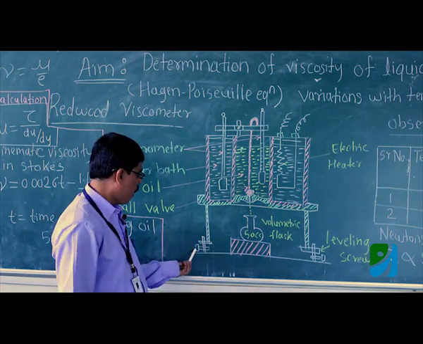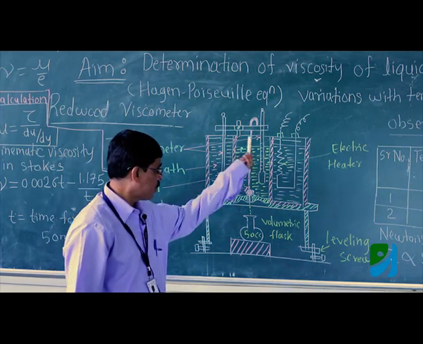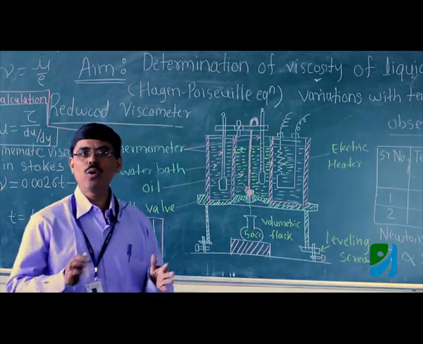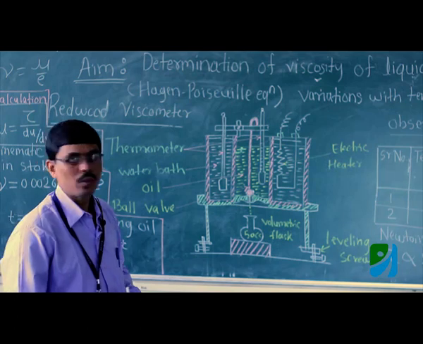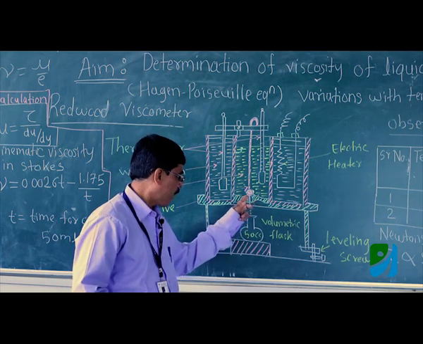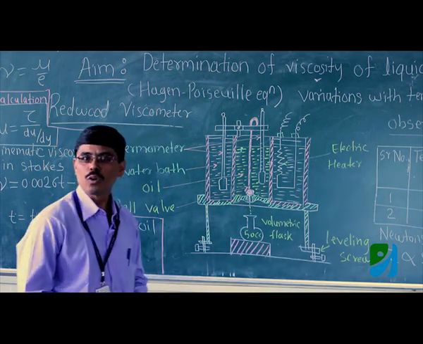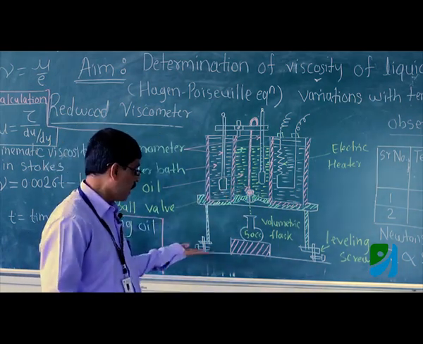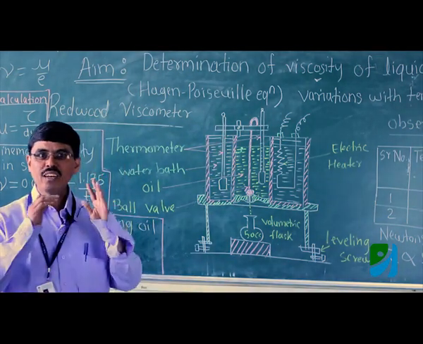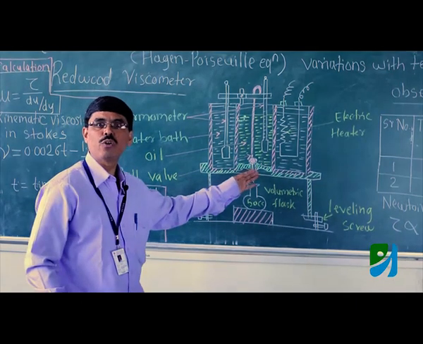You first have to adjust the leveling screw properly. It is a very important precaution. Before starting the experiment you must clean this vertical cylinder with alcohol or spirit, so that any particles blocking the orifice are removed. This is a very important precaution that you must take. Leveling of the screw is important so that the cylinder is always vertical, because we have to maintain a laminar flow. In a Redwood viscometer, a laminar flow is maintained through this restricted orifice.